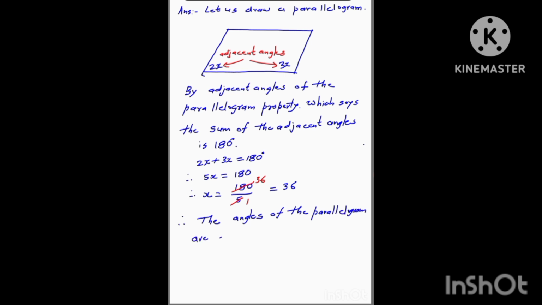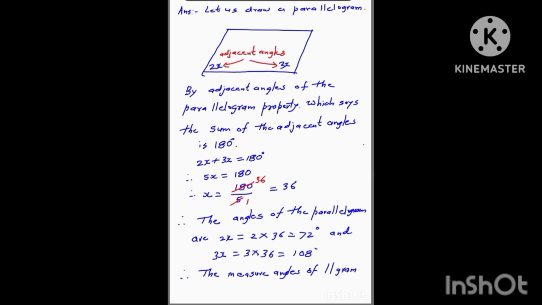So the angles of the parallelogram are 2x, equal to 2 into 36, is 72, that is one angle, and another is 3x, that is 3 into 36, is 108. So we write the final answer: the angles of the parallelogram are 72 degrees and 108 degrees. Don't forget to write the units: degrees. Okay, this is another sign of parallelogram. So write it.